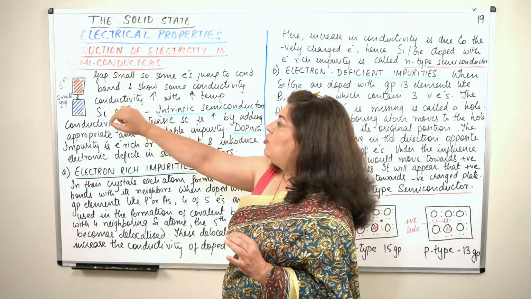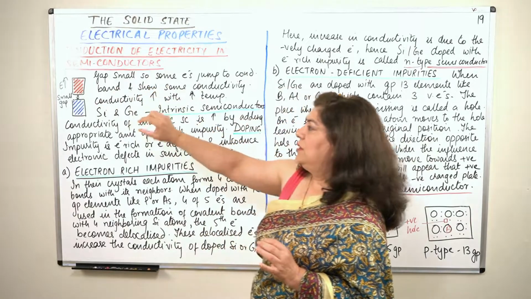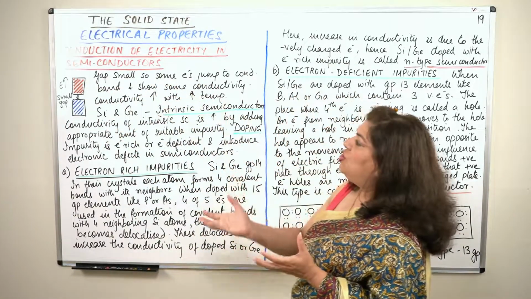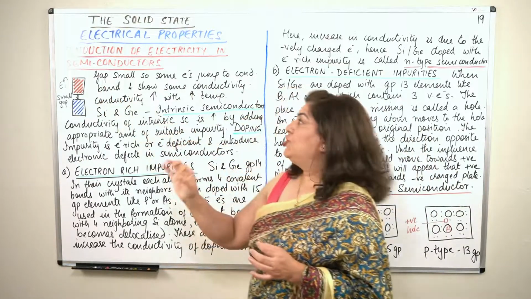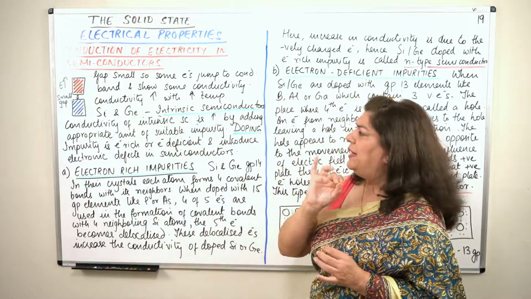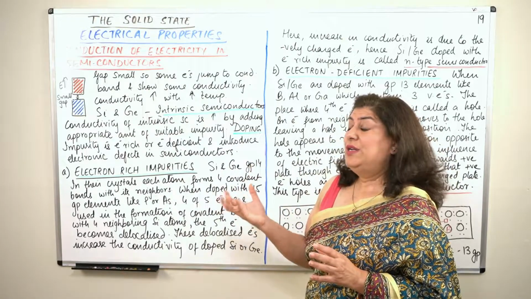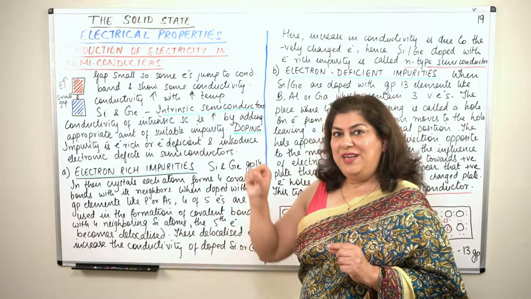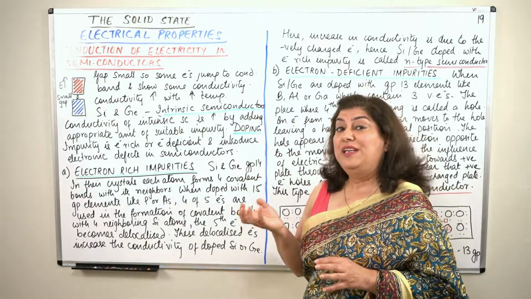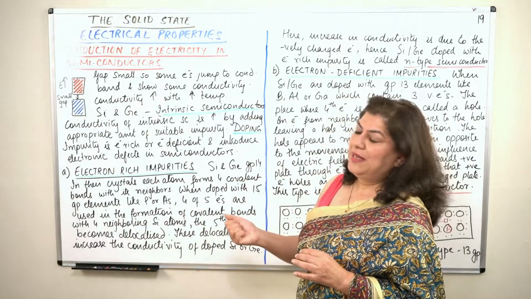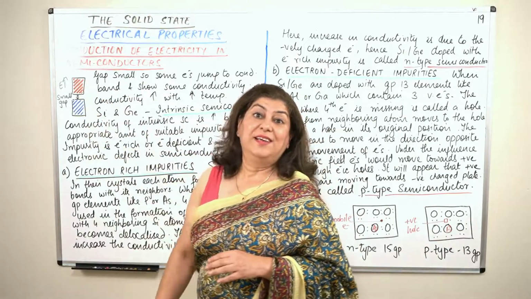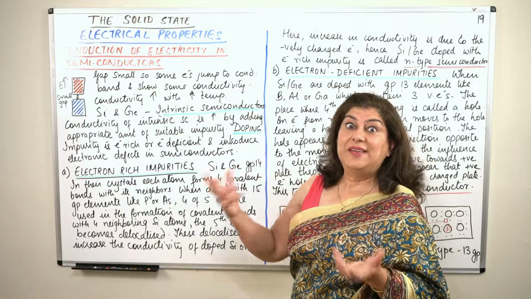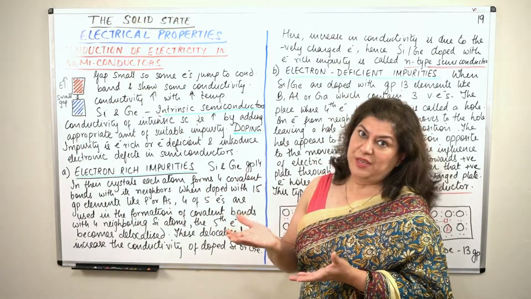The gap is so small between the valence band and the conduction band, so some electrons jump to the conduction band and show some conductivity. It's very little. But what would happen to conductivity if you increased the temperature? If you increase the temperature, the energy of the electrons will increase. If the energy of electrons increases, more electrons can enter the conduction band. Therefore, the conductivity of a semiconductor can be increased by increasing the temperature.